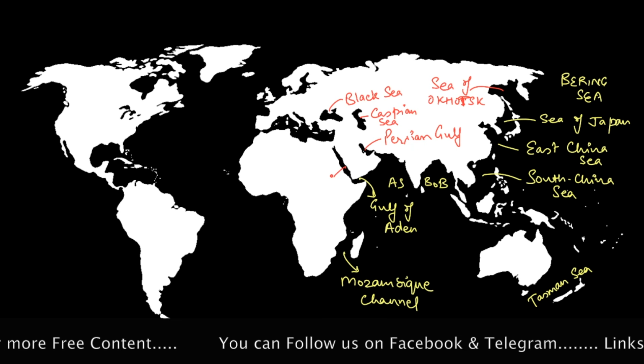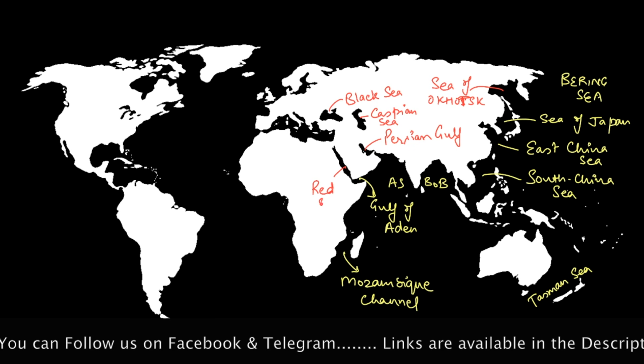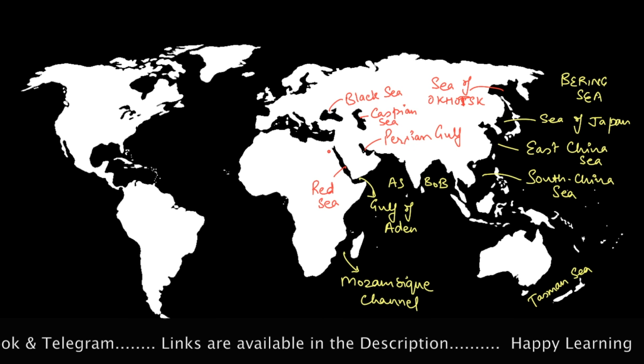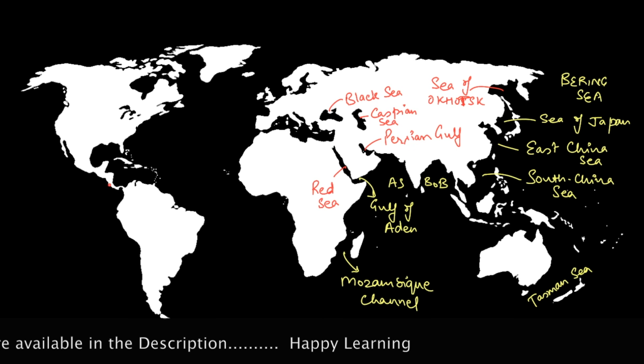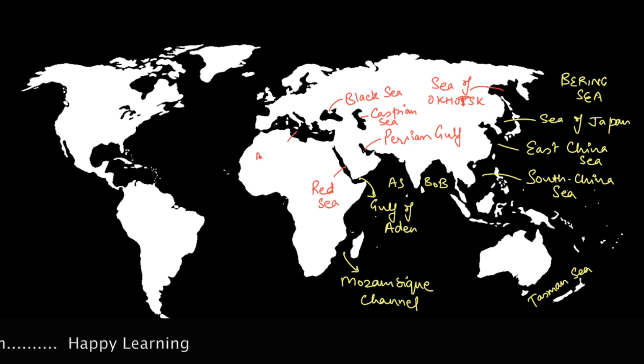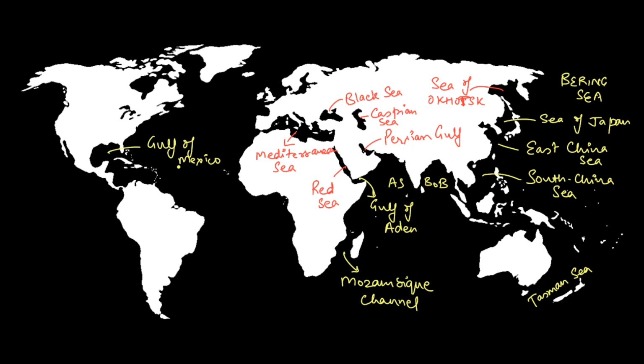Now this is the Red Sea, one of the busiest trade routes. Here we have the Suez Canal, and this is the Panama Canal, and this is the Mediterranean Sea. Now this is the Gulf of Mexico, the largest gulf in the world, whereas this is the Caribbean Sea. This is the Gulf of California, and this is the Gulf of Alaska.